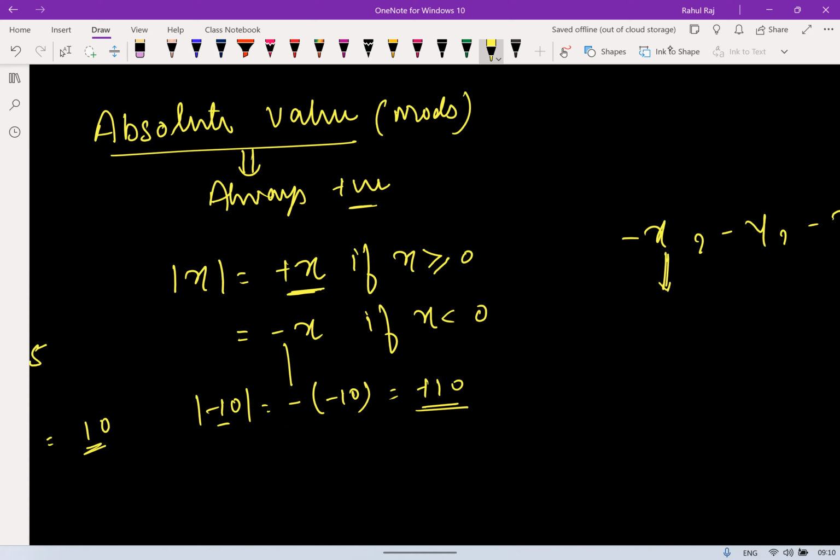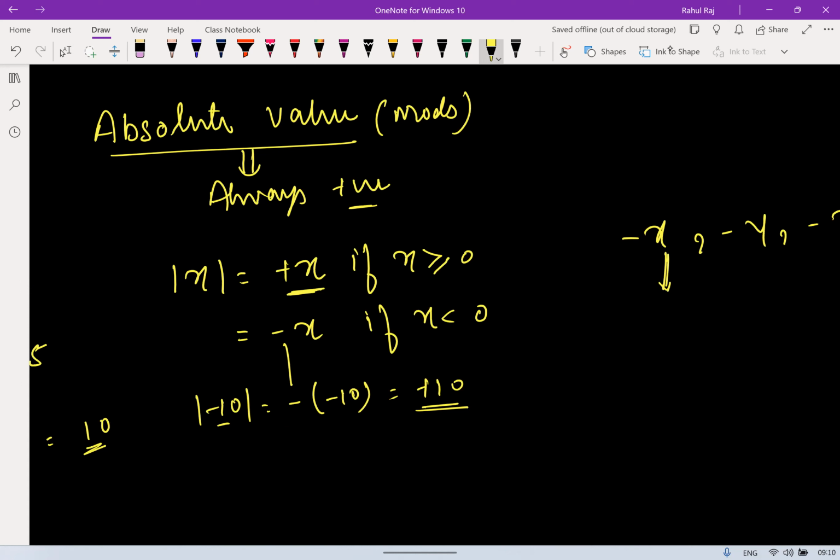You cannot write mod y as y. That is wrong. You will write mod y is equal to y only if y is greater than or equal to 0. Because technically, Alexa, we are not sure about the sign of a variable. When it's a number coming out of the mod, it's straight away a positive value. Kahani khatam. If there is a number that is coming out of mod, it is 1000% positive. There should be no doubt about it.